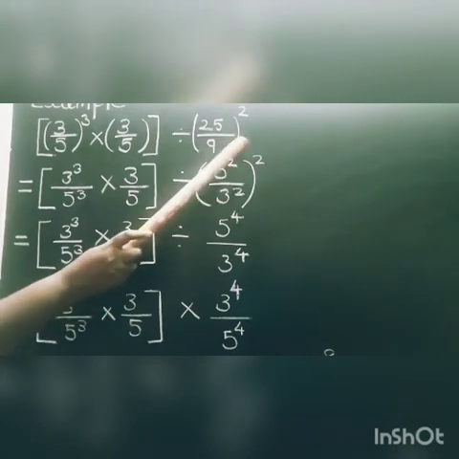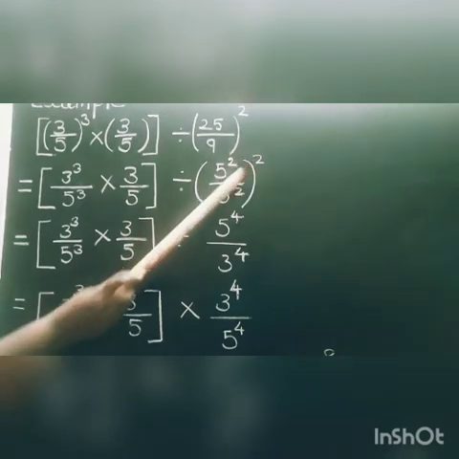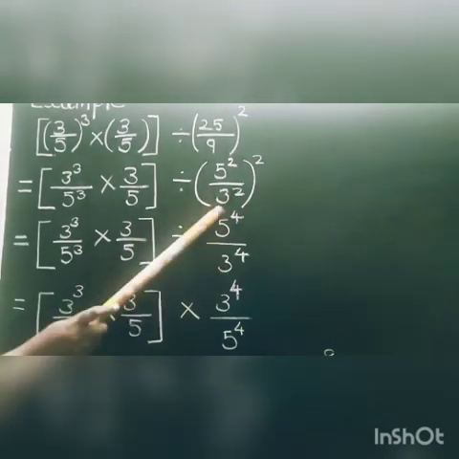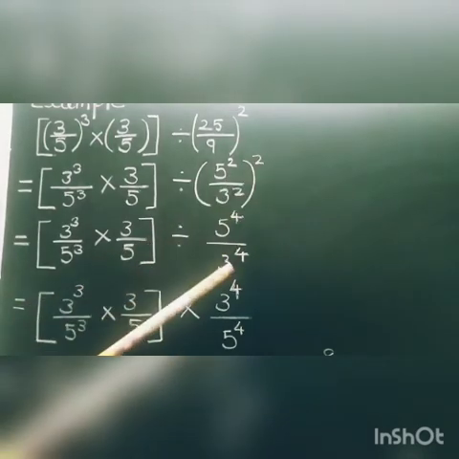Now which is equal to 3 cube by 5 cube into 3 by 5 divided by, now here I am applying the rule. 5 squared is again raised to the other power 2. So power again raised to another power, we have to multiply the powers. So 2 into 2, 4. Similarly for the 3 squared, 2 is there. So 2 into 2, 3 power 4.